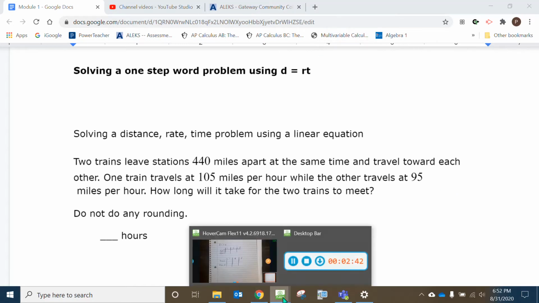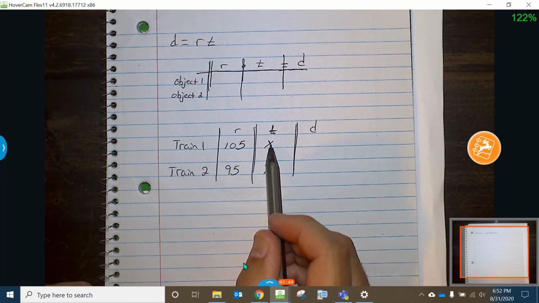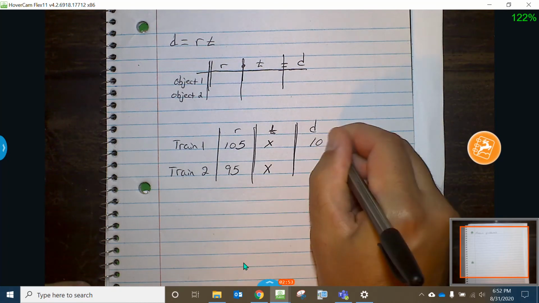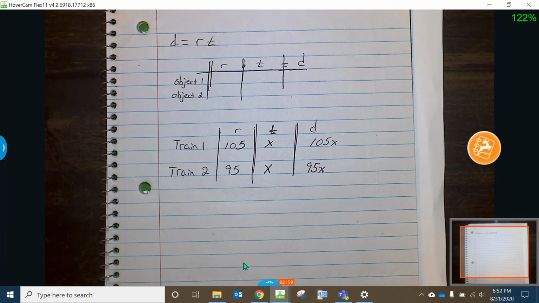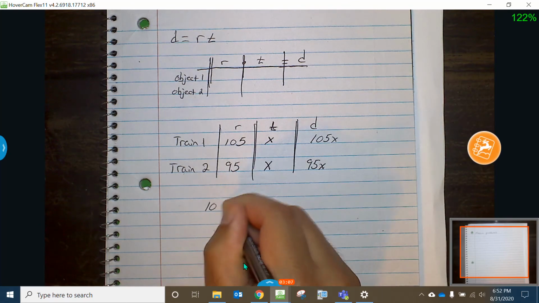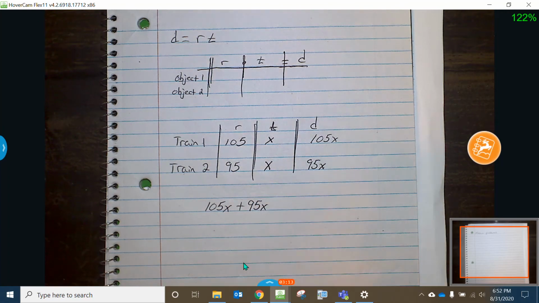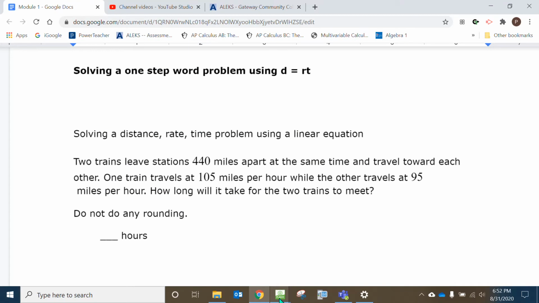So in this problem, we're going 105 miles per hour, time we don't know, 95 miles per hour, time we don't know. So when we multiply these together, we get 105x and we get 95x. Because the trains are traveling towards each other, the distance is 105x for train 1 plus 95x, because they're both traveling towards each other. You add up their speeds and time, and that's going to equal the distance that they have to cover, which is 440.